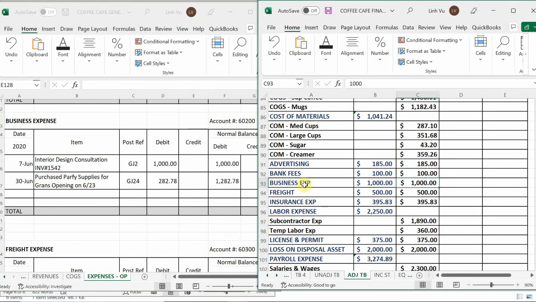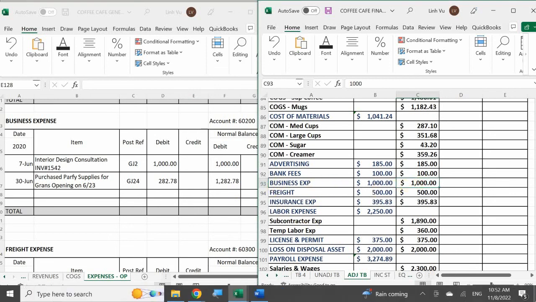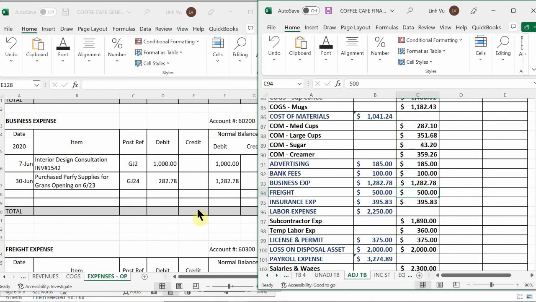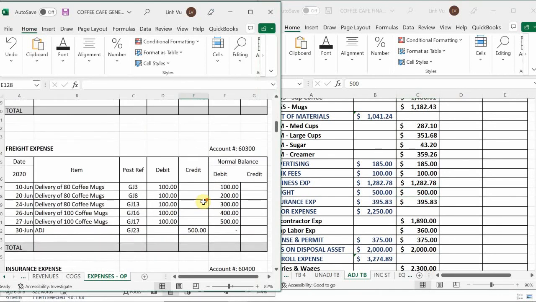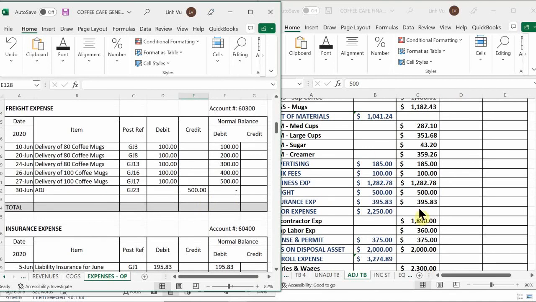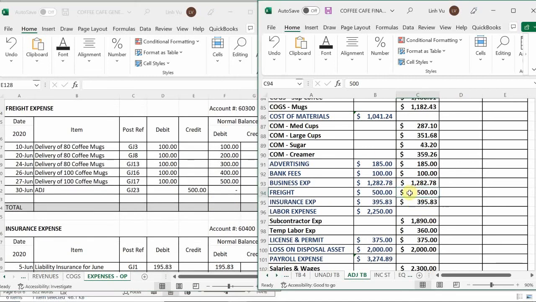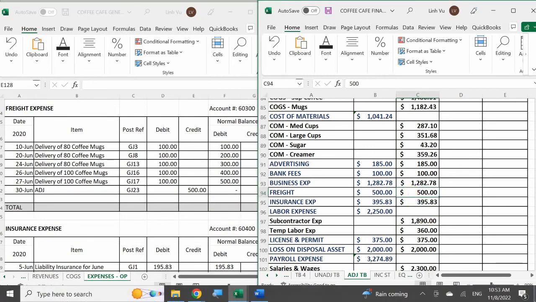Okay. We encountered business expenses, right? We paid for the party supplies. So that was $1282.78. Okay, $1282.78. Okay. Freight expense is 0 now because we did our conversion entry, so we don't have any freight expenses.